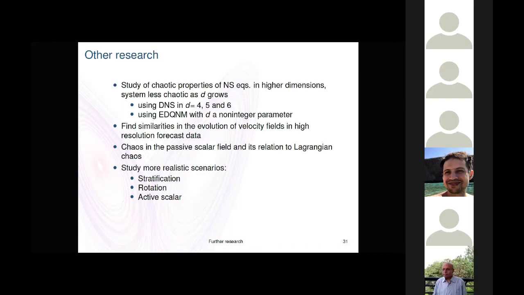We are also trying to find similarities: we take some of this high resolution forecast data and try to see whether there are similarities in the way these ensembles evolve, if we observe something similar to what we observe in turbulence, and if there is any relation to other parameters of the flow, like we have, for instance, between the Lyapunov exponent and the Reynolds number. We are also studying chaos for passive scalars now, and we intend to establish a relation between Eulerian and Lagrangian chaos as well. Maybe the passive scalar is a good way to achieve this. And last, we are interested in applying this modeling to our DNS, with stratification and rotation mainly, to study this transition in more realistic scenarios.